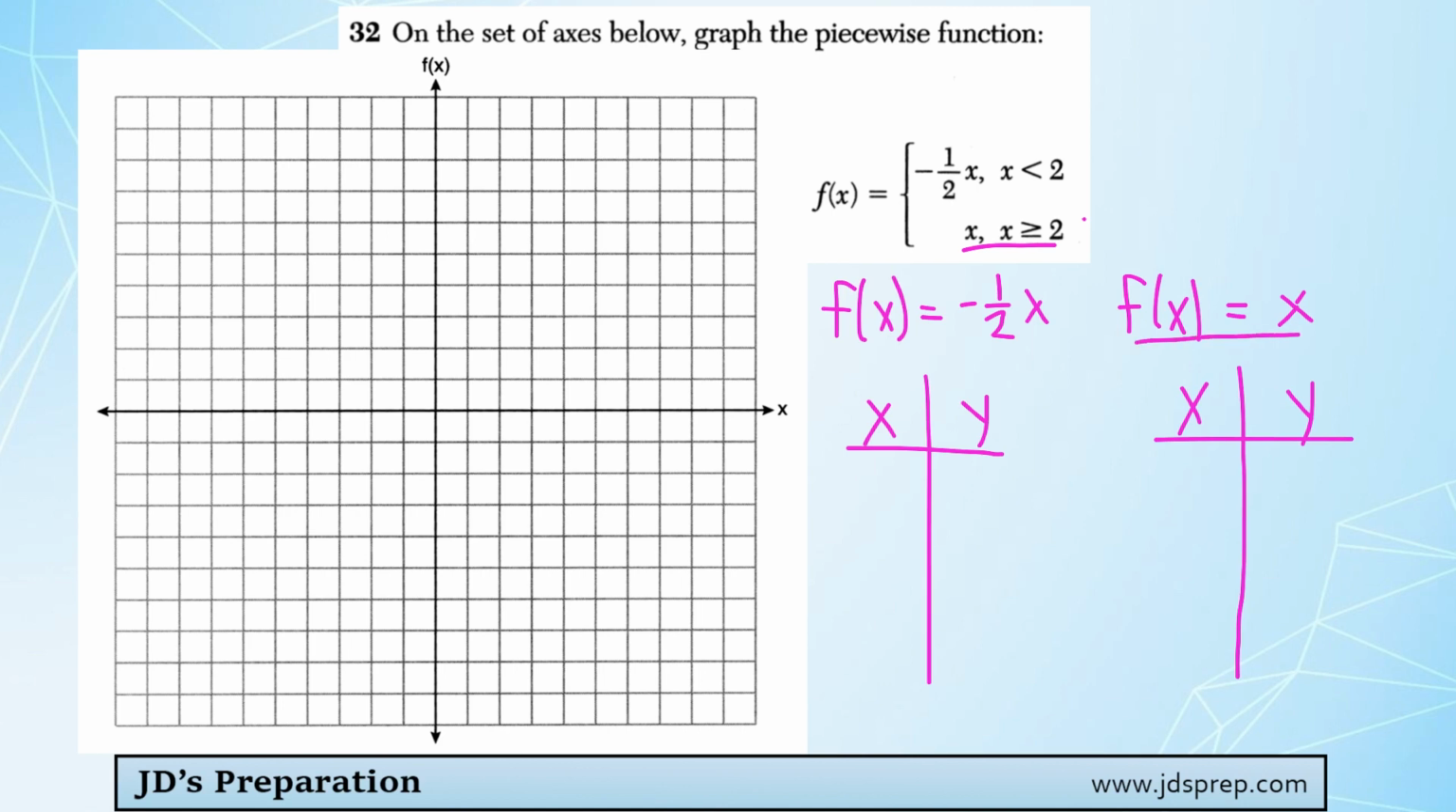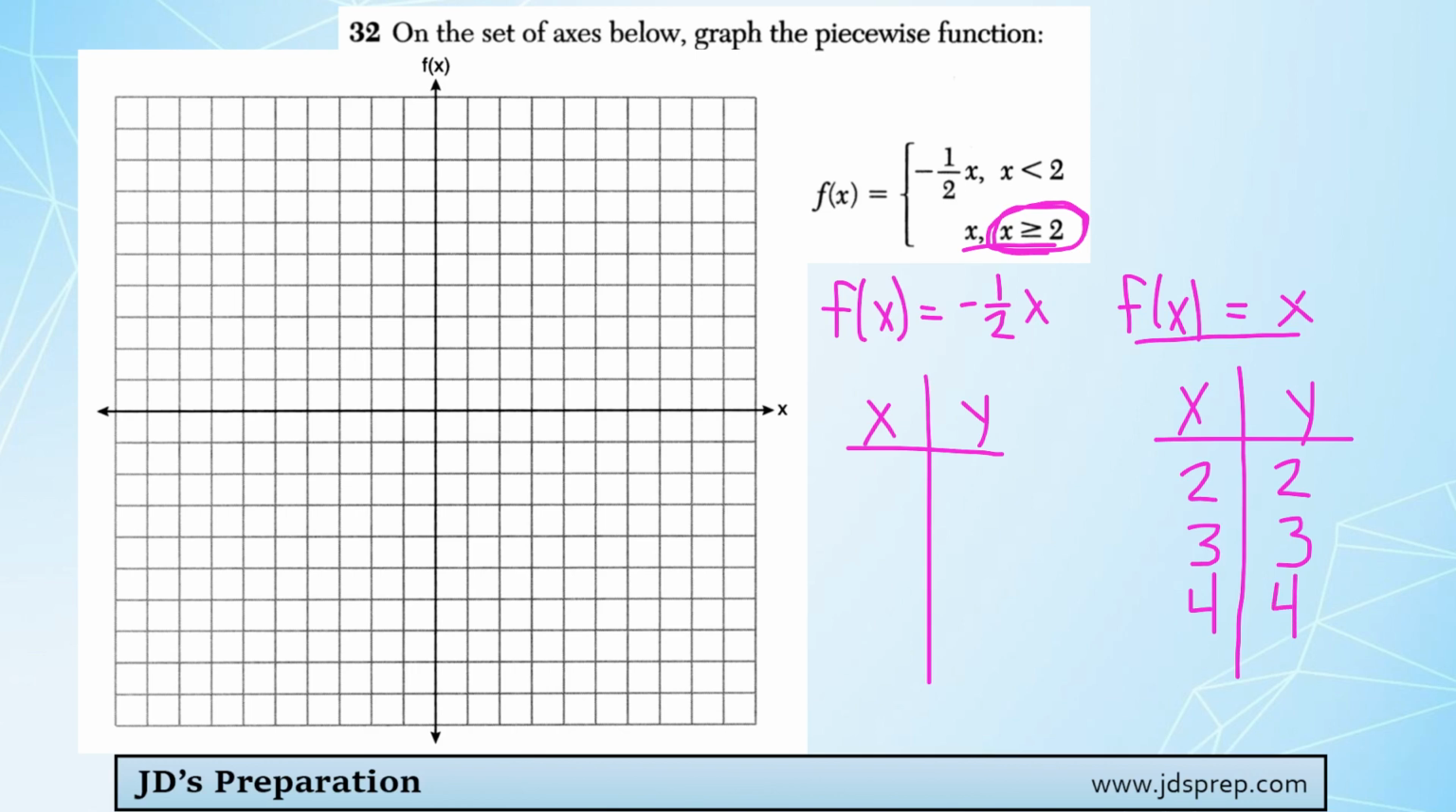That's the easiest part. If f of x is equal to x, that means our x and y values are always going to be the same. For example, when x is 2, y is going to equal 2. And notice that I'm starting at an x value of 2 because x has to be greater than or equal to 2. Moving up, if x was 3, y would equal 3. If x was 4, then y would equal 4.